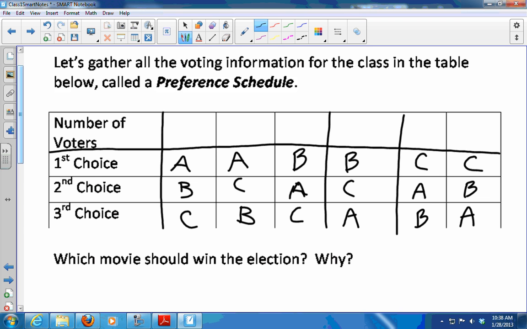All right, raise your hand if you voted A, B, C. We have 3 people who voted A, B, C, so we put a 3 at the top of that column. Okay.